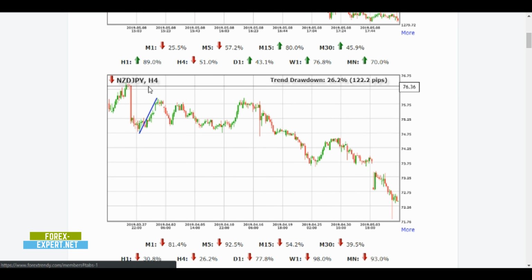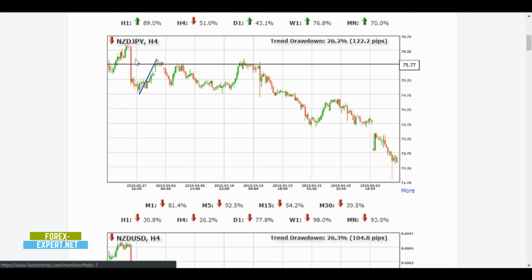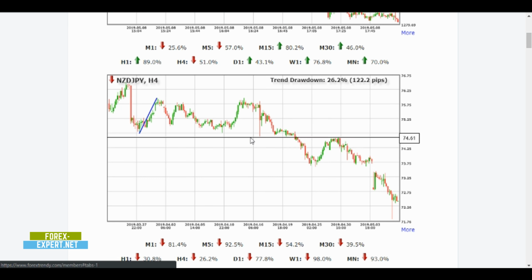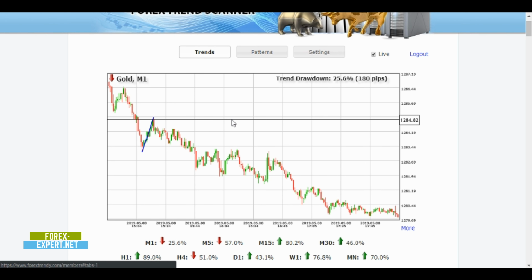The New Zealand dollar and the yen, 4 hour time frame, the drawdown is around 26%, and the downtrend is confirmed on the daily and the weekly and the monthly. So you should look at these values down here, and of course the drawdown is very important. It's a very good online software for trend followers. It gives you a lot of signals. Of course you have to filter them, you cannot take all of them, but if you do your homework, you will end up with a very good number of winning trades.